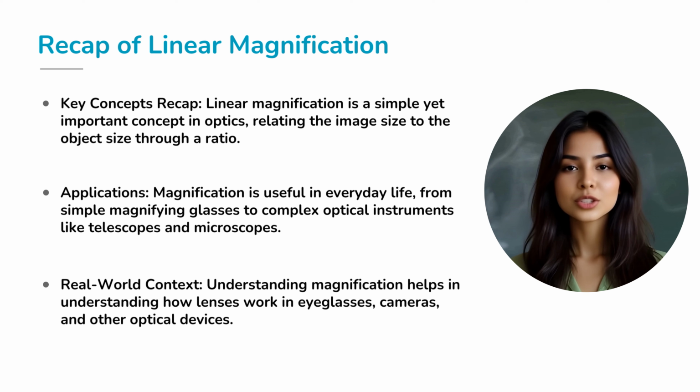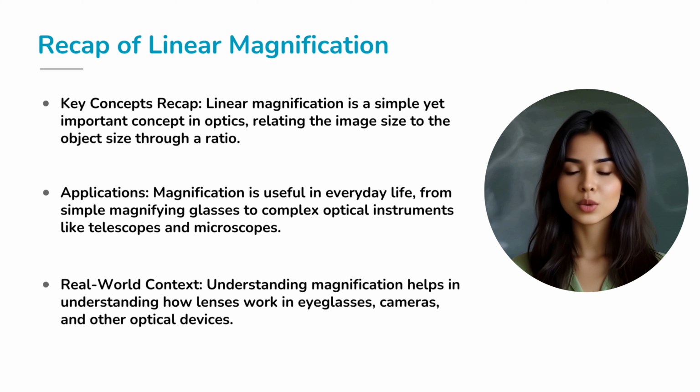The spectacles you wear, the camera on your phone, even the telescope used to explore faraway galaxies, they all use the principle of magnification to alter how we see the world. So, to sum it all up, linear magnification is the bridge between physics and perception. It explains how lenses change what we see and why devices from eyeglasses to cameras work the way they do.